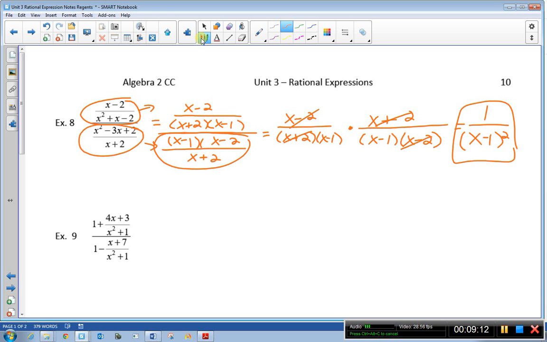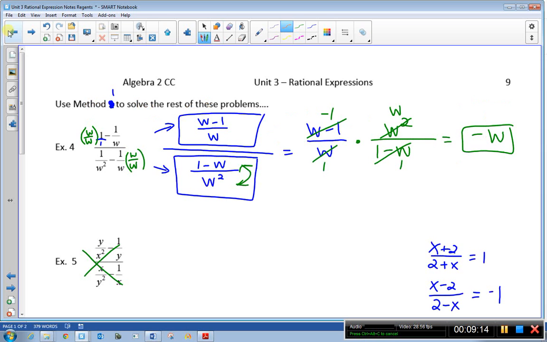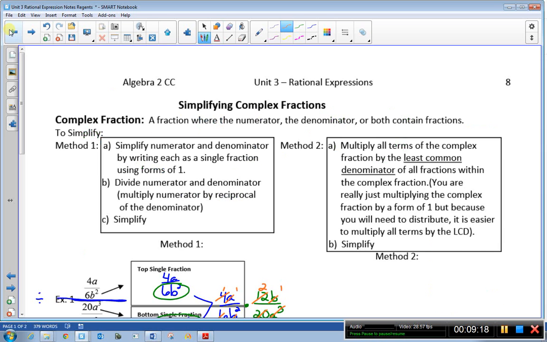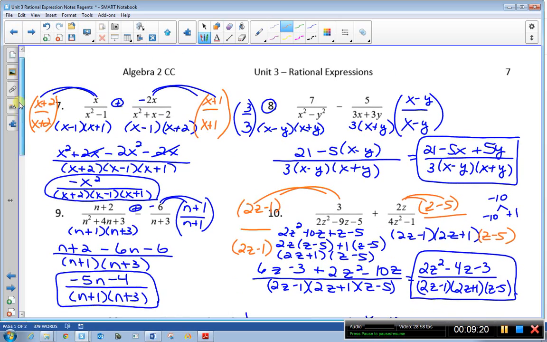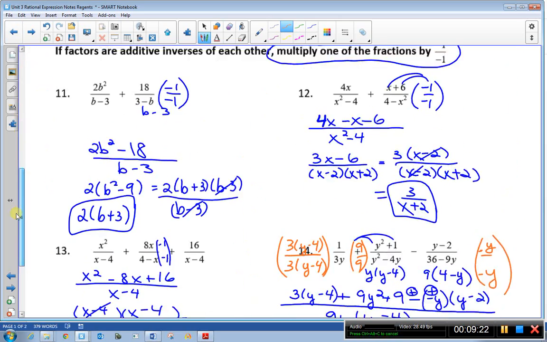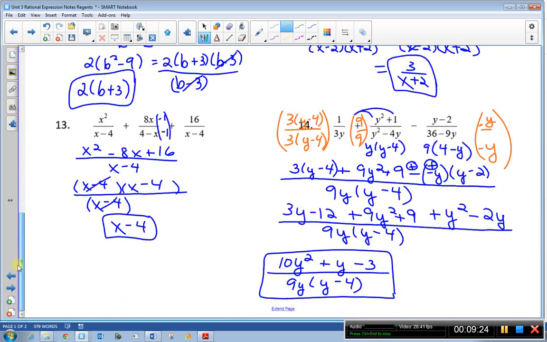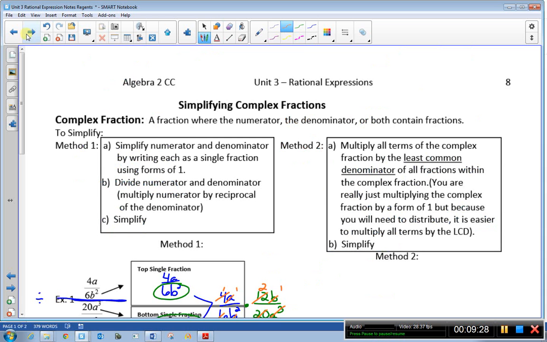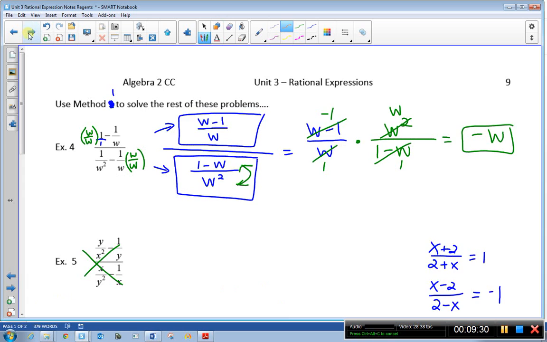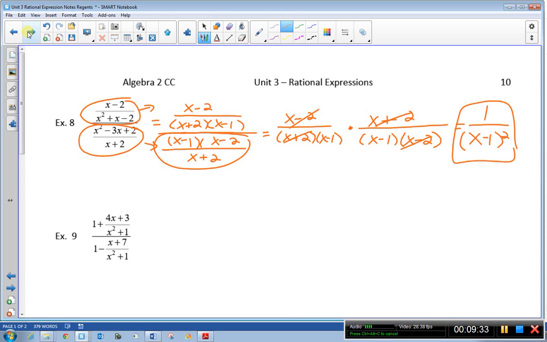I think I missed one. Let's see. Yeah, oh, nope. I have these. Okay, great. All right, the next complex fraction. I can just do this right here.